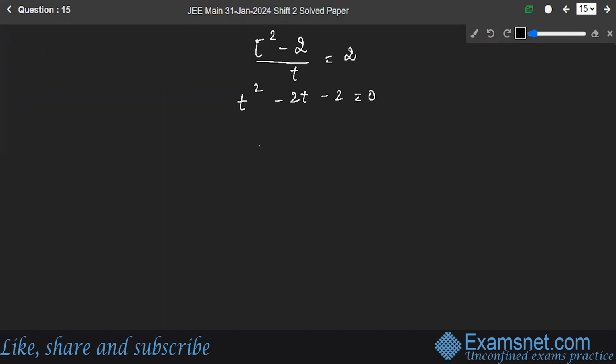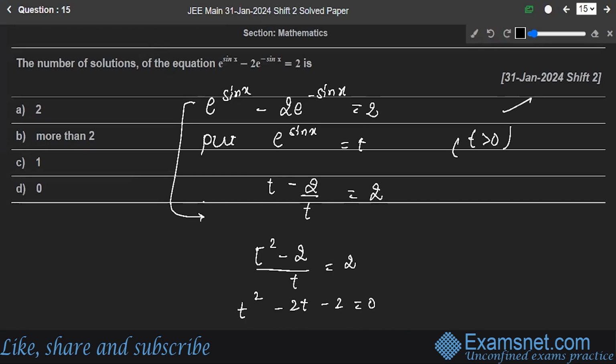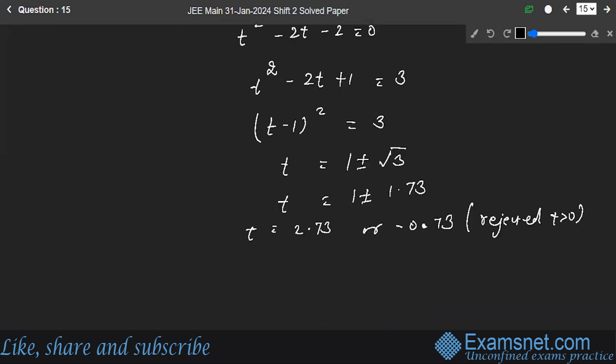I can write it like this: t square minus 2t plus 1 is equal to 3, which is (t minus 1) whole square is equal to 3. This gives me t is equal to 1 plus minus root of 3. Root of 3 is 1.73, so t is equal to 2.73, or it is minus 0.73. This is rejected because t is supposed to be positive. We already discussed this in the starting only. T is positive because we are taking e raised to power sin x equal to t.